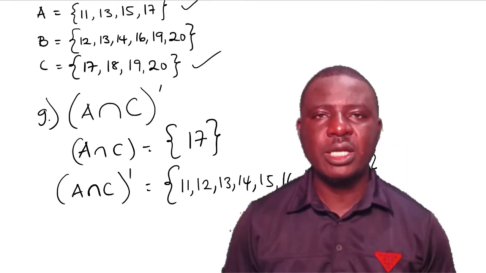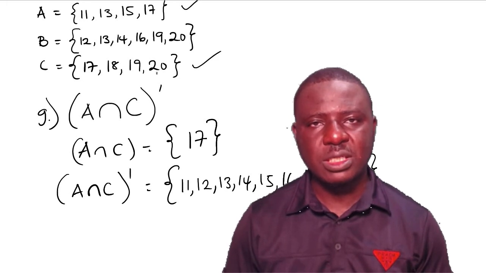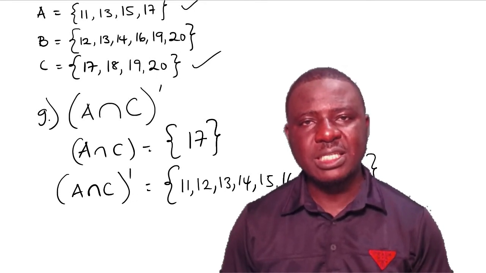That brings us to the end of today's class on exercises on complements of a set. I told you that the complement of a set A is said to be those elements you can find in the universal set but cannot find in the set A.